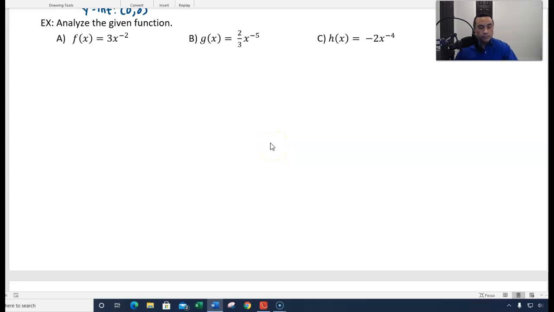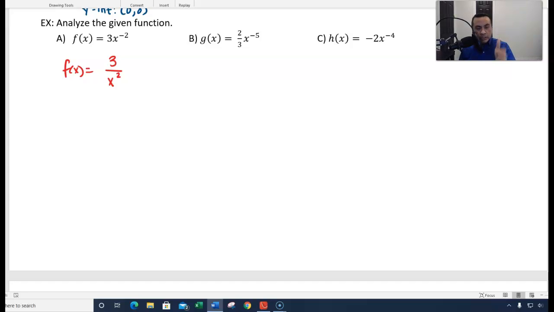Analyze a given function. Remember, I just finished talking about what that negative exponent does. It has nothing to do with negatives. A negative exponent is going to reciprocate the term. So what you really have there is 3 and then x squared in the denominator. Hey, that's a rational function. So that x is going to the denominator.